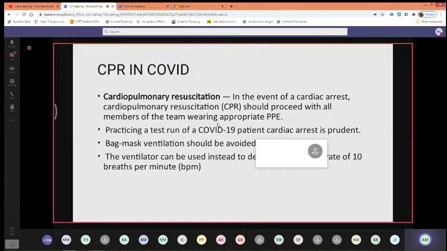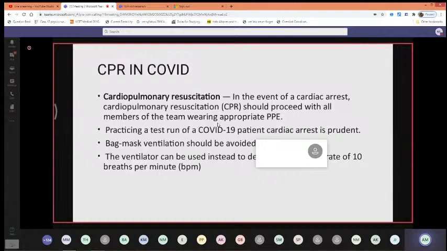With CPR, you come very close to the patient to give a lot of chest compressions. There is airway management, so there's a lot of aerosol generation. In the event of a cardiac arrest, CPR should proceed with all members of the team wearing appropriate PPE. The staff and the doctor should be well protected. It's always better to practice a test run of CPR, like how are you going to do it, and run a scenario of who's going to do what.